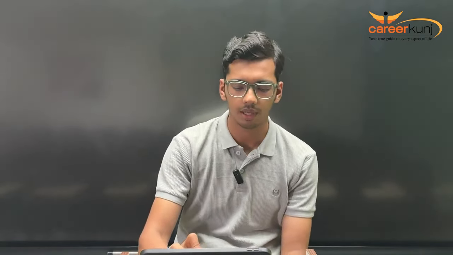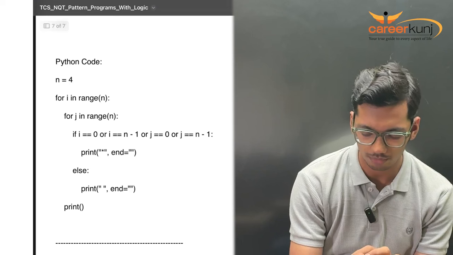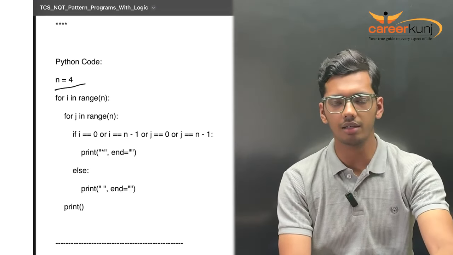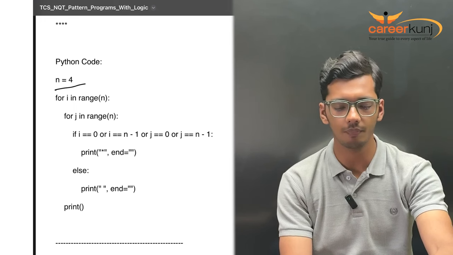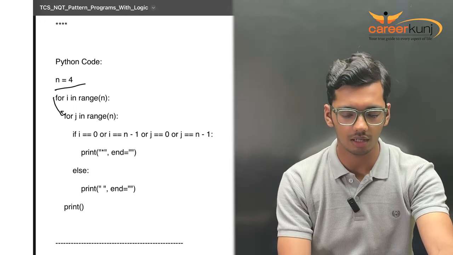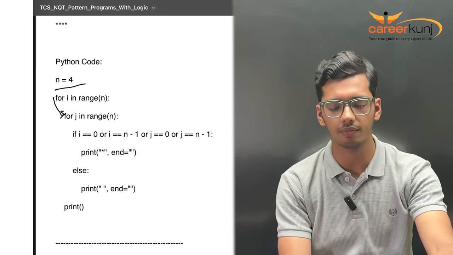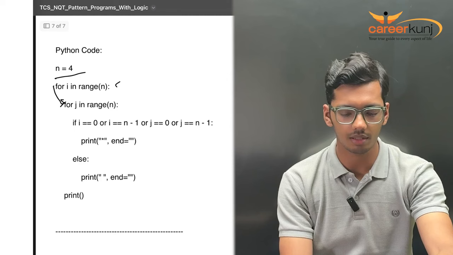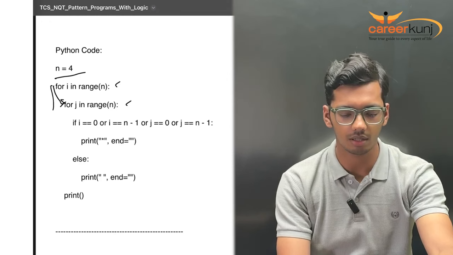Now coming to the code, we are first taking n as 4. We are taking n as 4, for i in range of n. That means it will vary till 4, and inside that we have taken another loop, that is for j in range of n. So these two are basically similar conditions, but it is a nested loop.